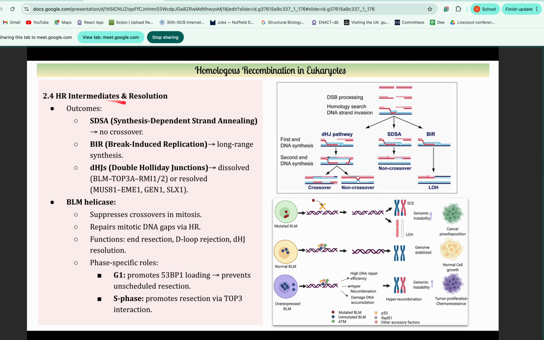Now the next step is the HR intermediates and resolution. We discussed 3 different ways in which the double strand break can be treated. One is the double Holliday junction pathway, and the other is synthesis dependent strand annealing, which will always generate non-crossovers, and then break induced repair, which is for long range synthesis, and happens if only one sister chromatid is able to find the homology, but the other sister chromatid does not have any homologous stretch.